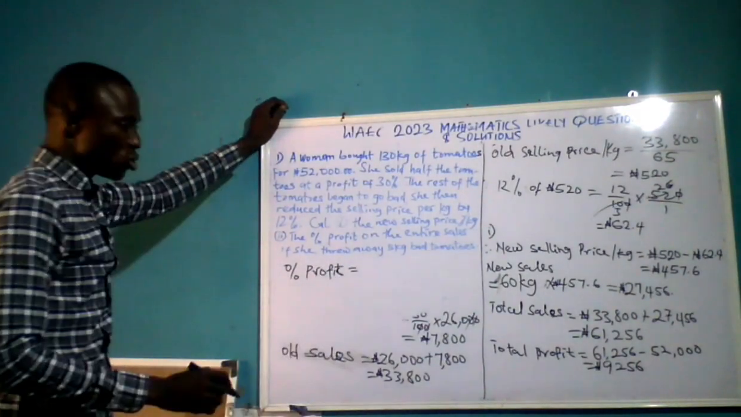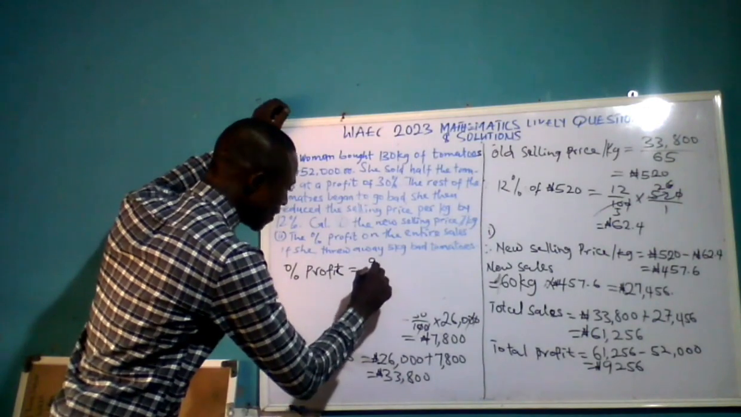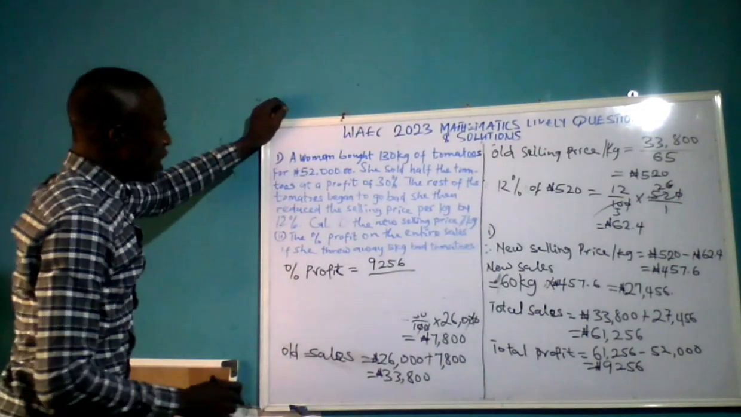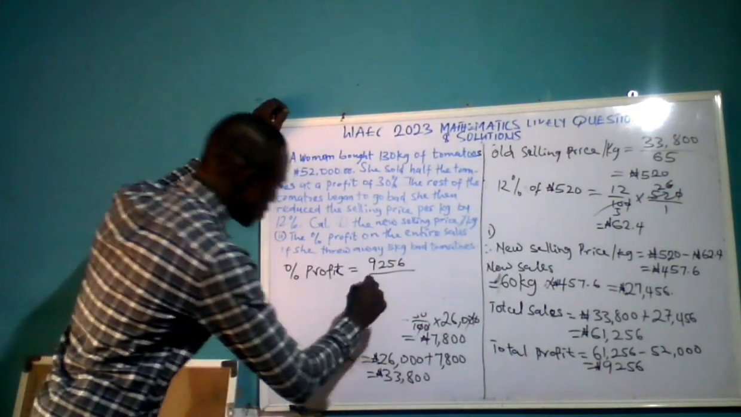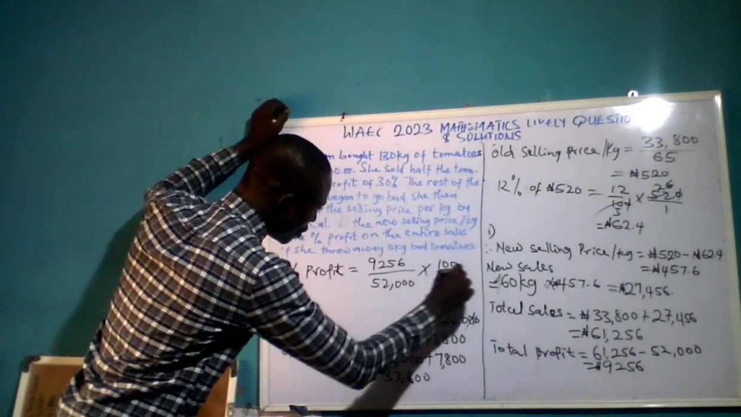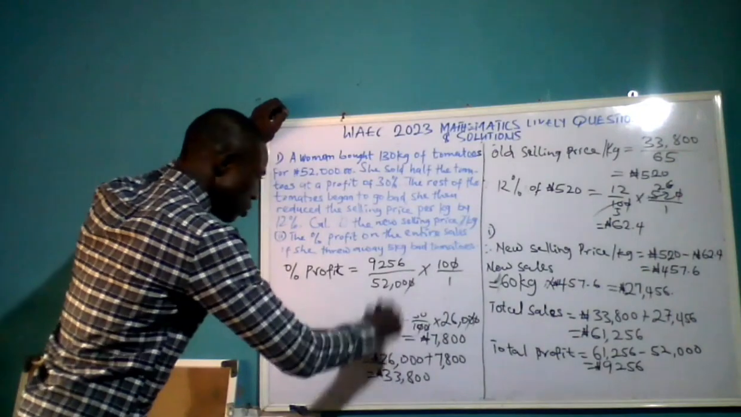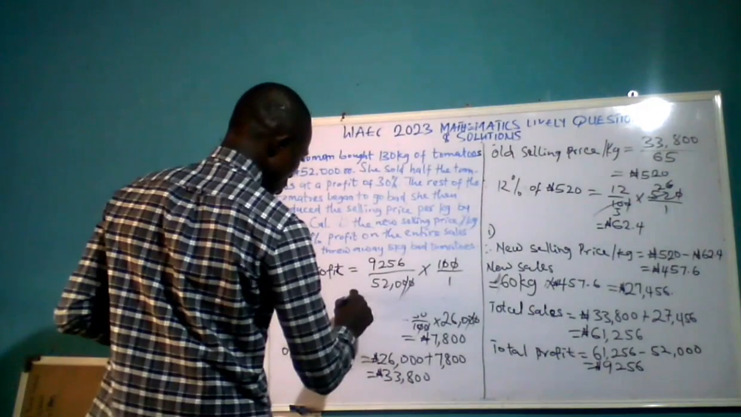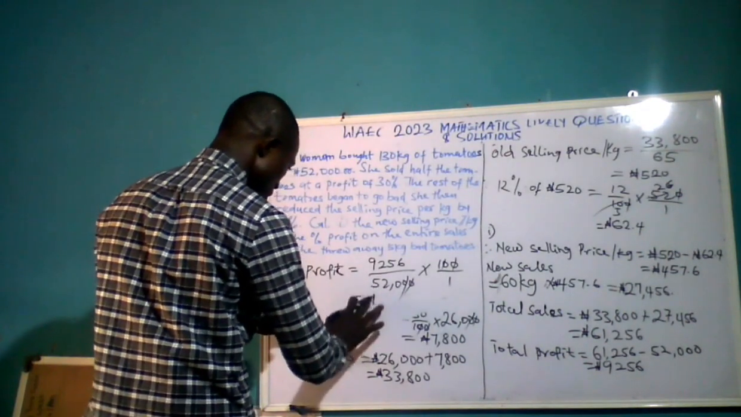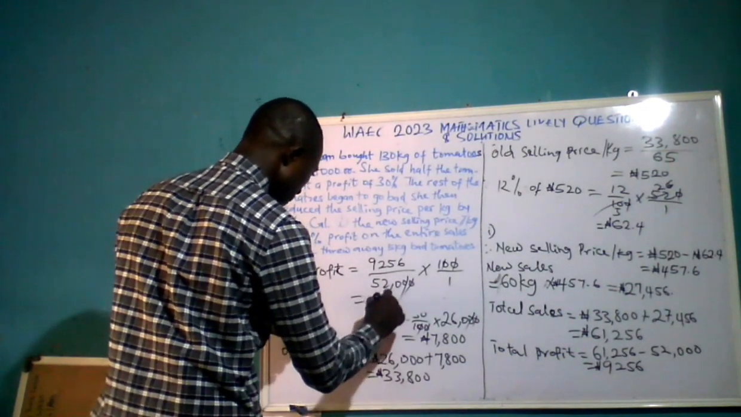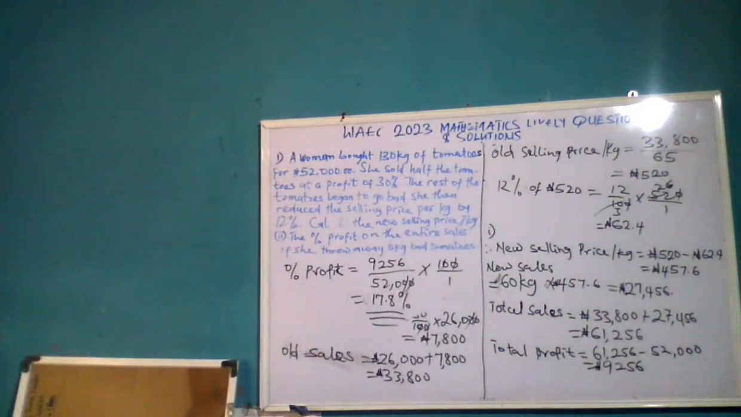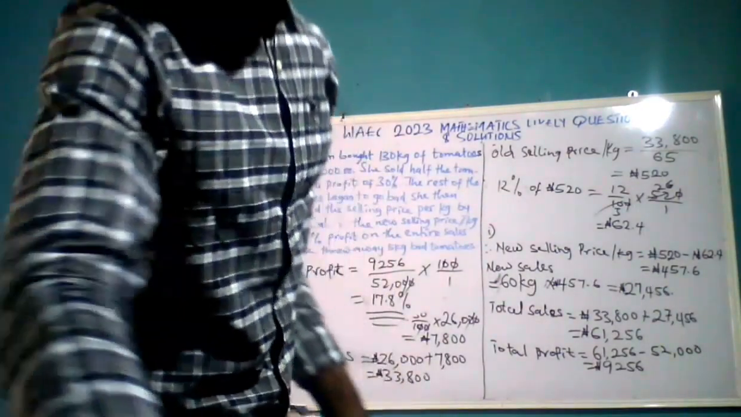The next thing is to look for the percentage profit. Percentage profit will now be equal to the profit made, which is 9,256, all over the amount the whole tomato was bought, that's 52,000 naira, multiplied by 100 over 1. So 0 cancels 0, 0 cancels 0. That will give you 17.8%. That's the final answer. Now to the next question.